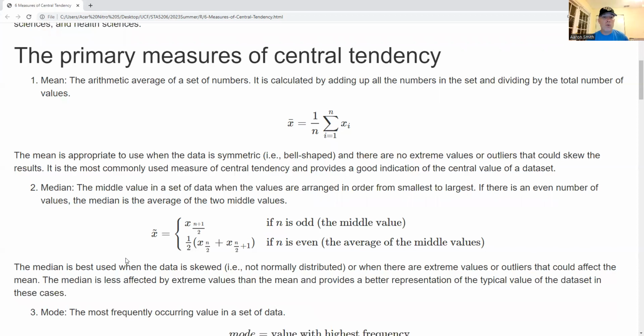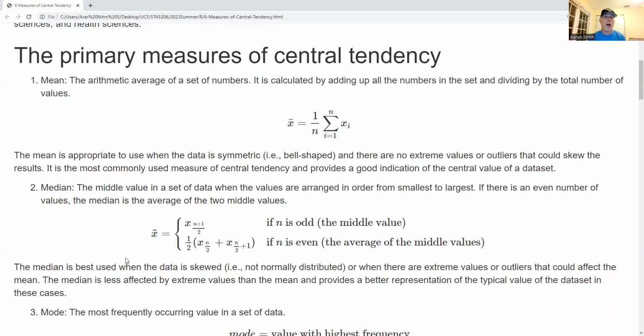The median is best used when the data is skewed, such as when it's not normally distributed, or when there's an extreme value or outlier that could affect the mean. The median is less affected by extreme values than the mean and provides a better representation of the typical values in a data set in these cases.